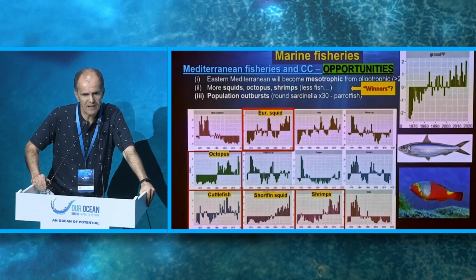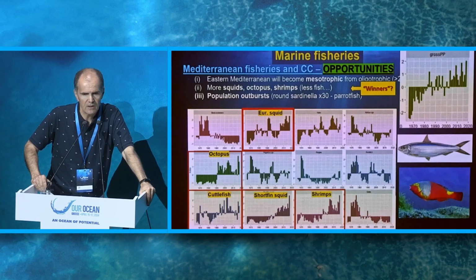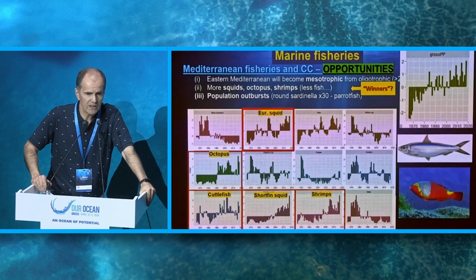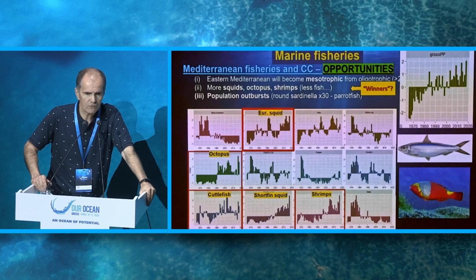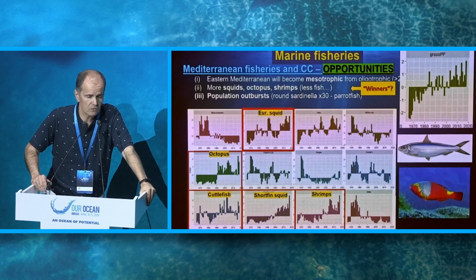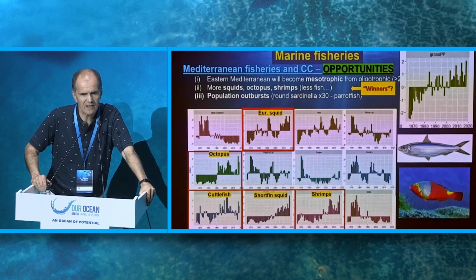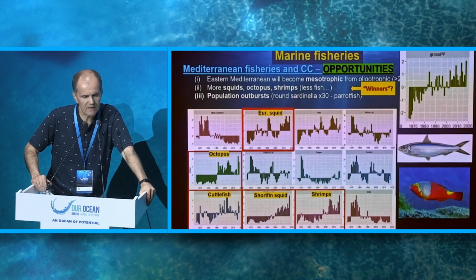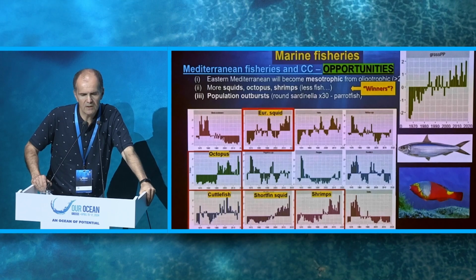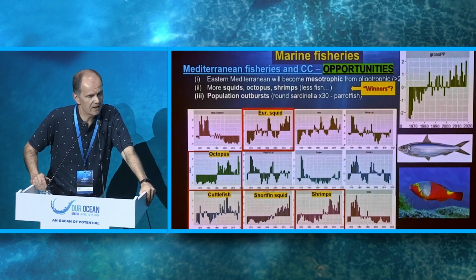It's projected that at least the Eastern Mediterranean will become mesotrophic from oligotrophic after the middle of the century, meaning waters will be more productive. It's also been documented already, as you can see in the bottom anomaly graphs of various species, that squids, octopus, and shrimps are on the rise in contrast to fish. And of course, some thermophilic fish species like round sardinella or parrotfish are also on the rise. They have benefited from climate change. However, it's to be questioned if we as consumers are actually willing to put new species into our dietary habits.